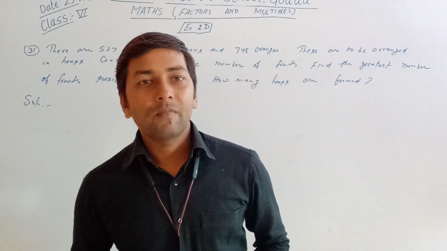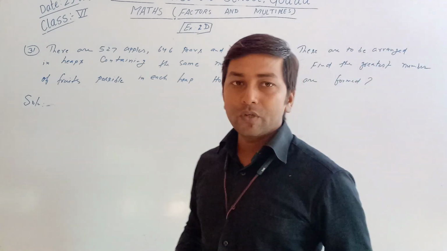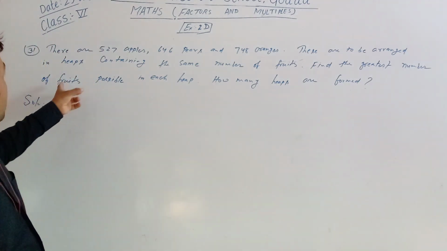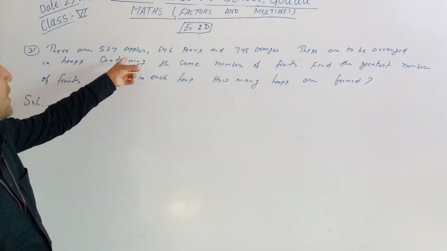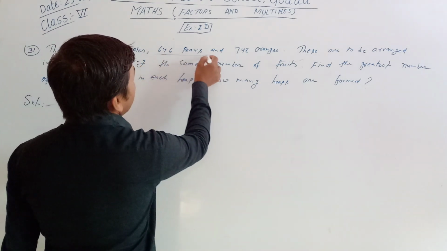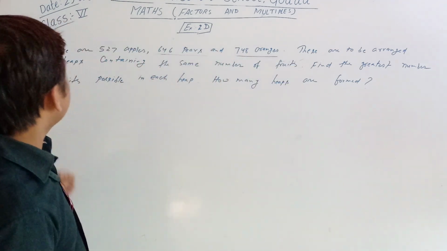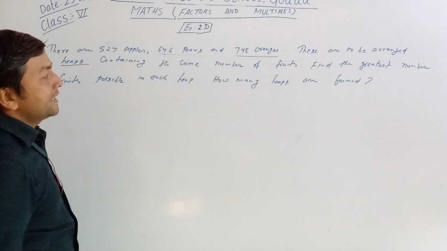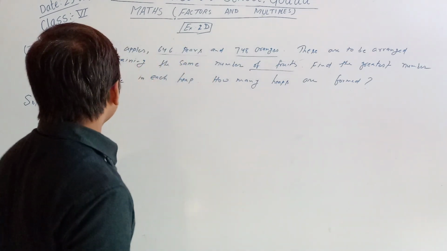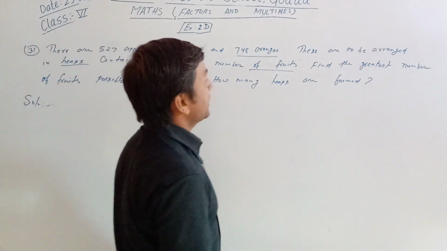Students, I am Bhagirath. Today we are going to discuss the remaining part of exercise 2D, question number 31, class 6. The question says that there are 527 apples, 646 pears and 748 oranges. They are to be arranged in heaps containing the same number of fruits. Find the greatest number of fruits possible in each heap. How many heaps are formed?